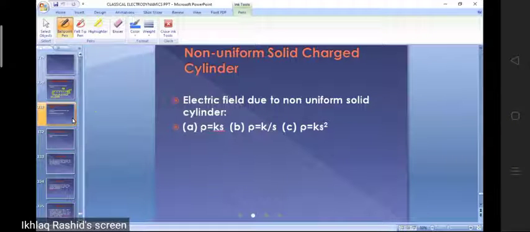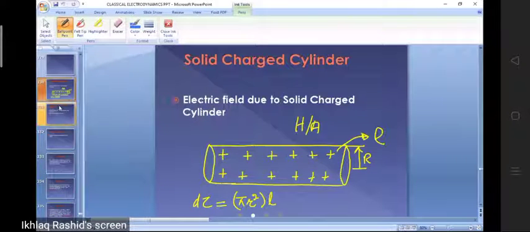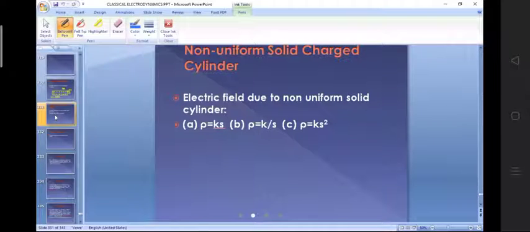Okay, so yesterday I had given this example as a home assignment, beta, so you must have done it. Then this example, now we'll switch to this example, that electric field due to the non-uniform solid sector.